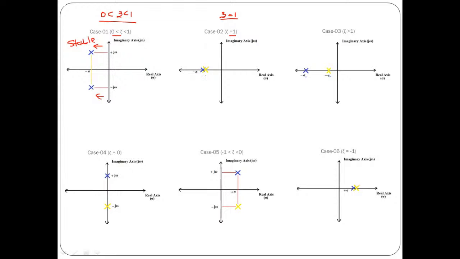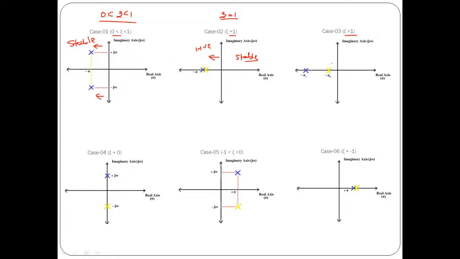See here, the nature of poles are real, equal, and negative. That is important. And again, if you see the location of poles with respect to the imaginary axis, both are available on the left hand side. The system is said to be stable. That is important.